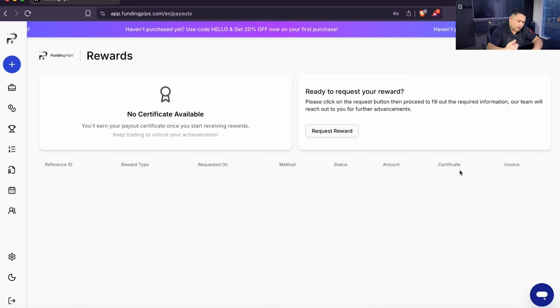And of course, you've got a certificate that you can share and gives you access to our paid out lounge, and an invoice that you can print out. Now, if you want to request a reward, there's an action button right here that you can press, and it moves you directly to the reward request screen.